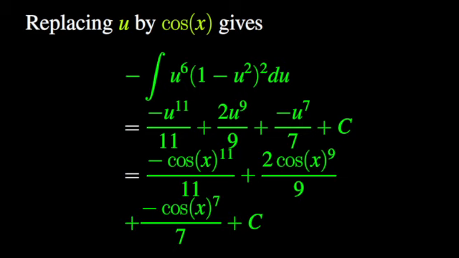Replacing u by cos(x) gives. Consequently, negative the integral of u^6 times the quantity (1 minus u^2)^2 du is equal to minus cos^11(x) over 11 plus 2 cos^9(x) over 9 minus cos^7(x) over 7 plus C.